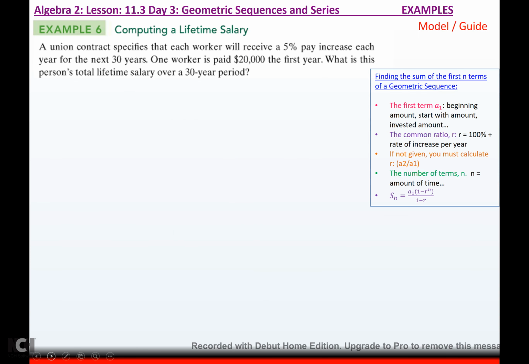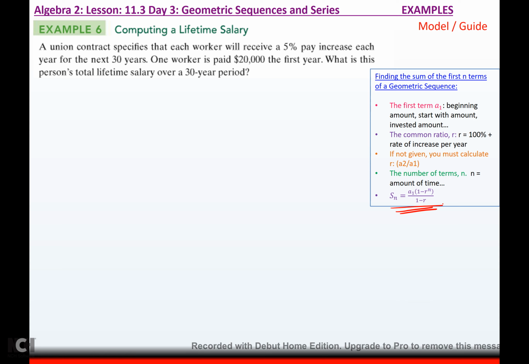Alright, so it says a union contract specifies that each worker will receive a 5% pay increase each year for the next 30 years. One worker is paid $20,000 the first year. What is this person's total lifetime salary over a 30-year period? Okay, so they're asking me to find the sum of the first, basically over his 30 years.